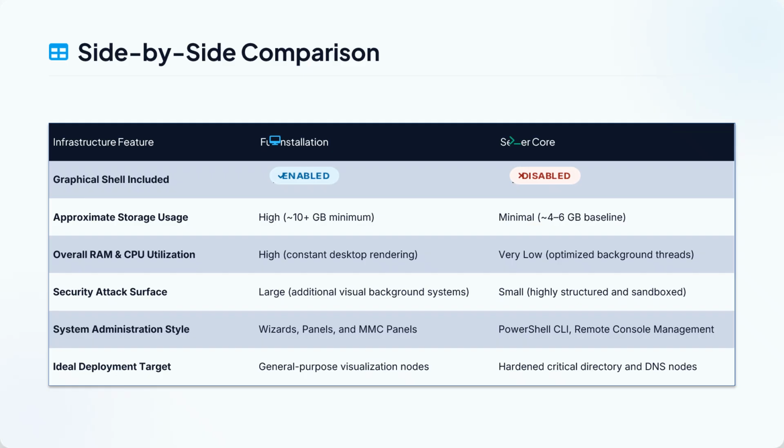Management skill requirements are different too. Full installation can be managed with both GUI and CLI tools, while Server Core requires CLI or PowerShell expertise only. And finally, full installation is best for general-purpose servers, while Server Core is designed for specific, dedicated roles. Now, given these differences, how do you decide which one to choose for a particular scenario? Here are some practical guidelines.